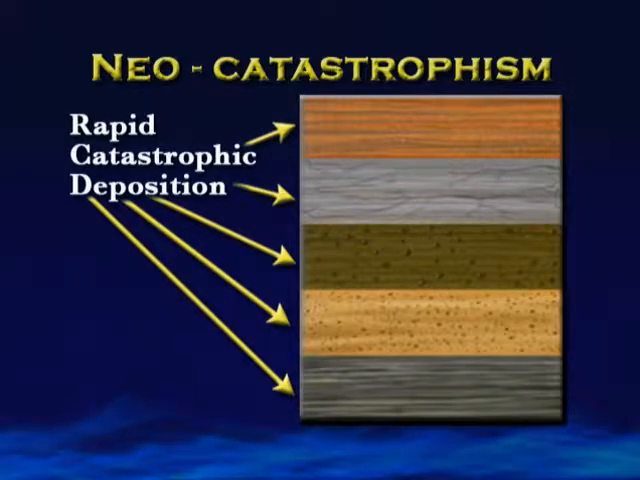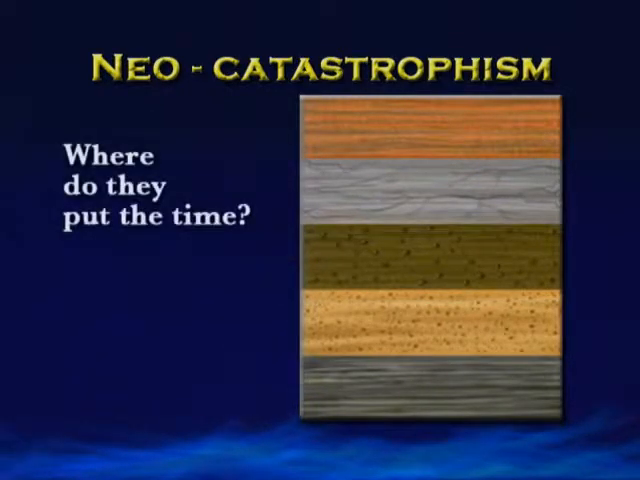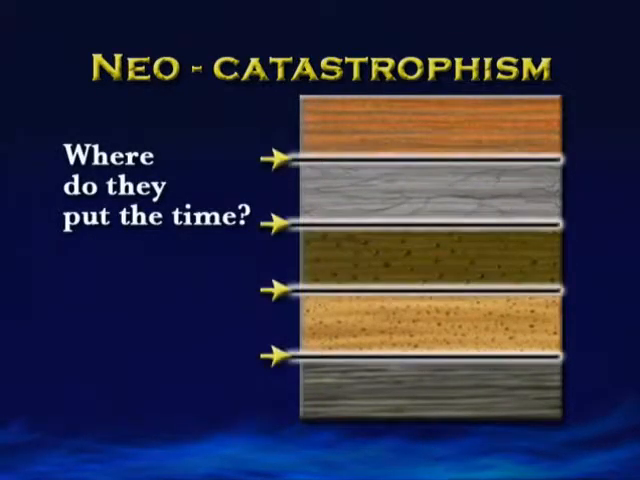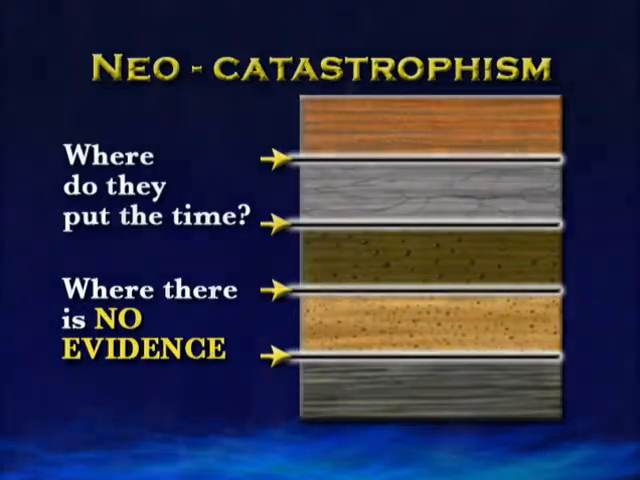Dr. Ager said that much of the geological record shows evidence of catastrophic formation, but he still believes in the millions of years. So where do they put the time? In between the layers, where there is no evidence. That's convenient. Now the creationist geologists come along and say, now you neo-catastrophists are on the right track.